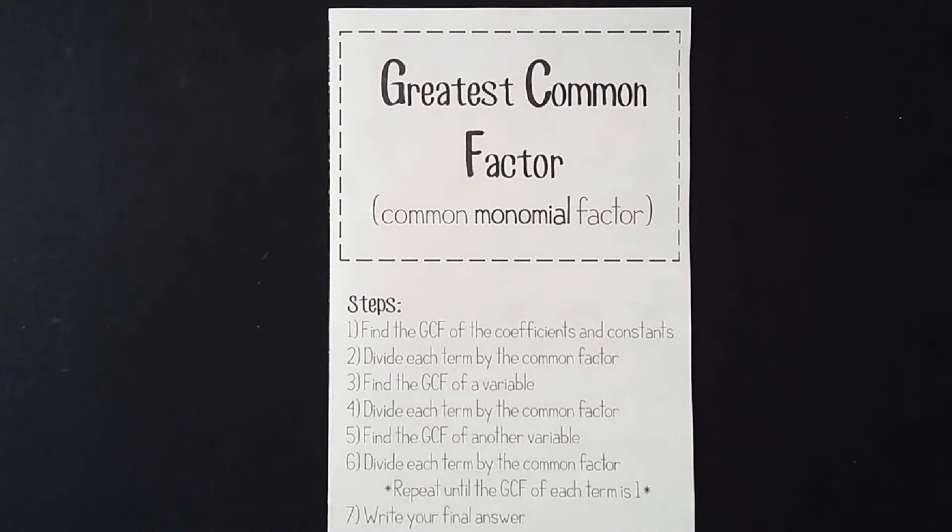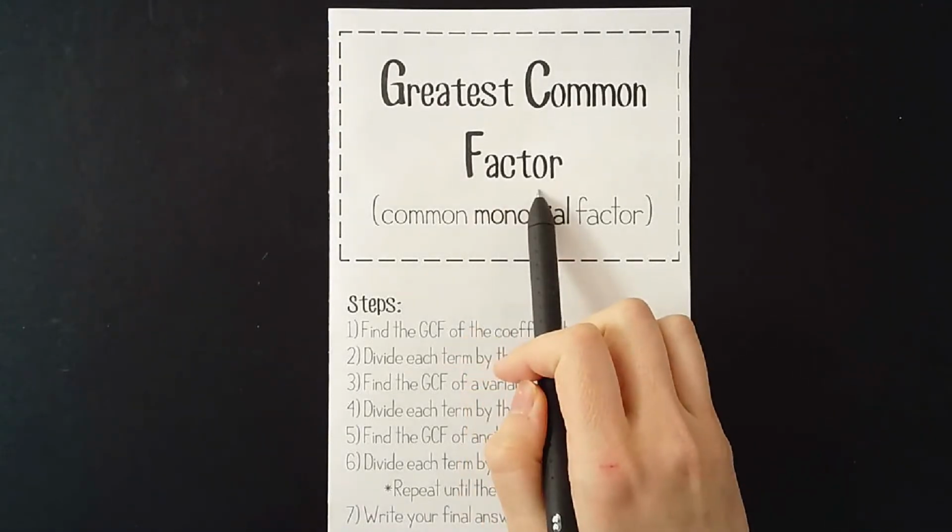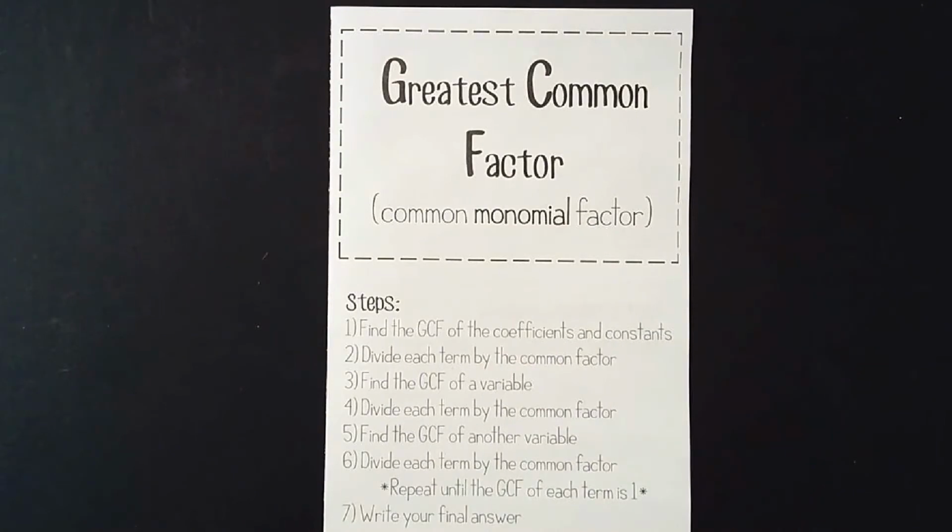When we are factoring a polynomial, we need to remember what the word factor means. So a factor or factors are things that multiply together to give you an answer. Or factors, you can think of them as something your number is divisible by.